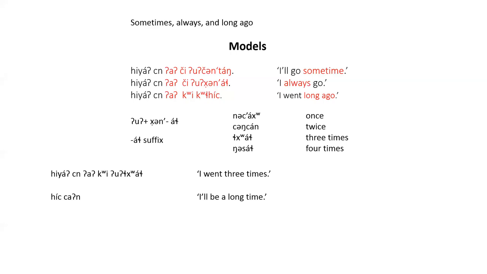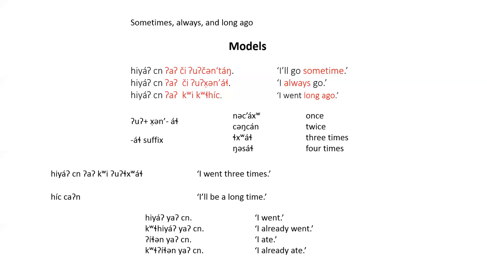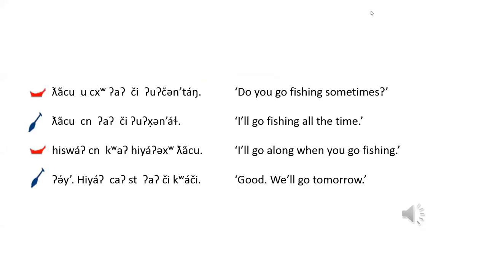The prefix means basically already. This is a very useful prefix that can be put on just about any verb to add the already meaning. So study the following sentences. Hiat yatsin, I went. And to say I already went, you would put hiat yatsin. So I ate would be ishin yatsin, and I already ate would be ishin yatsin.